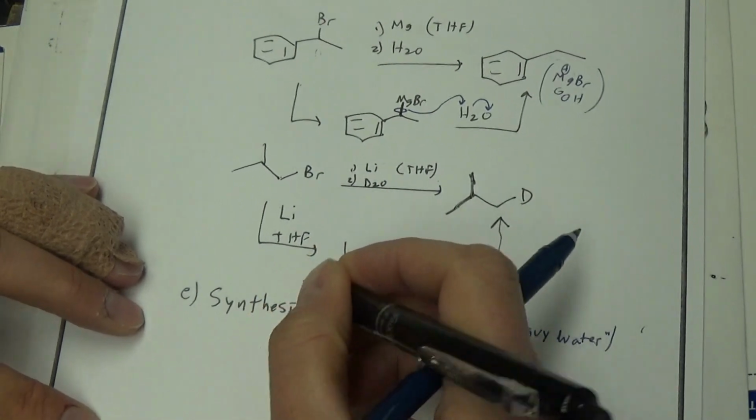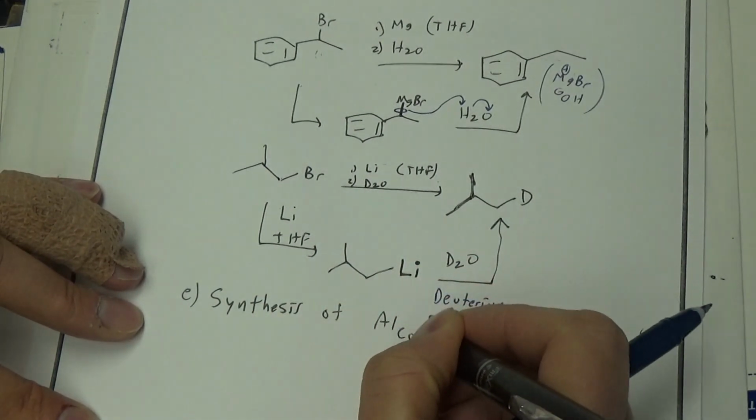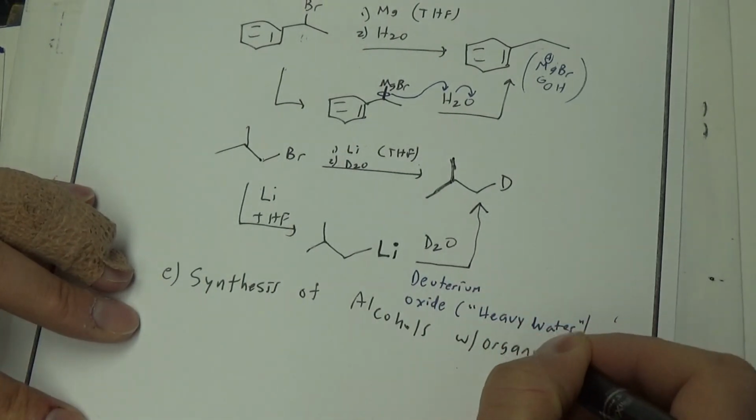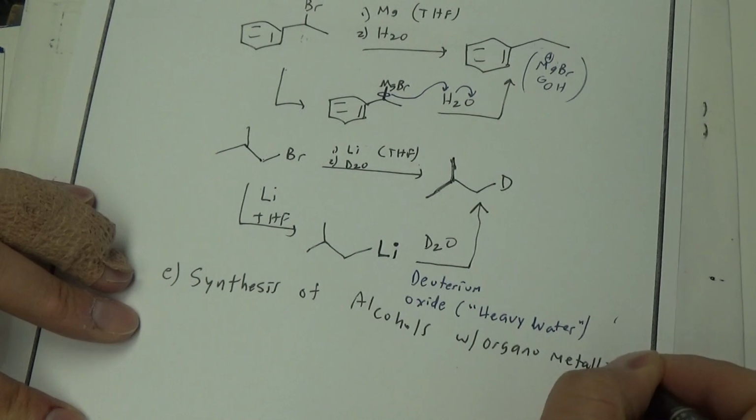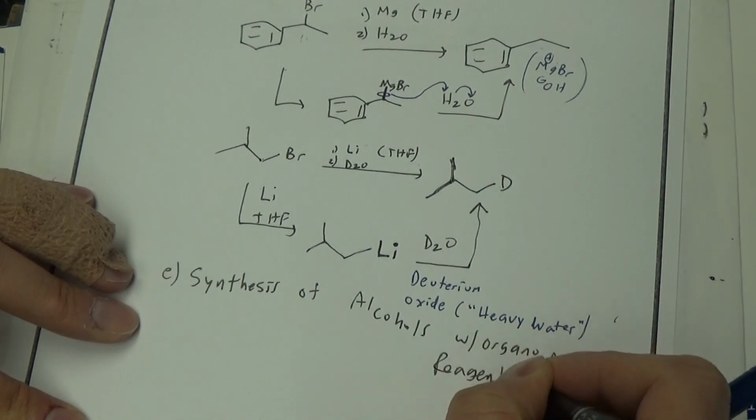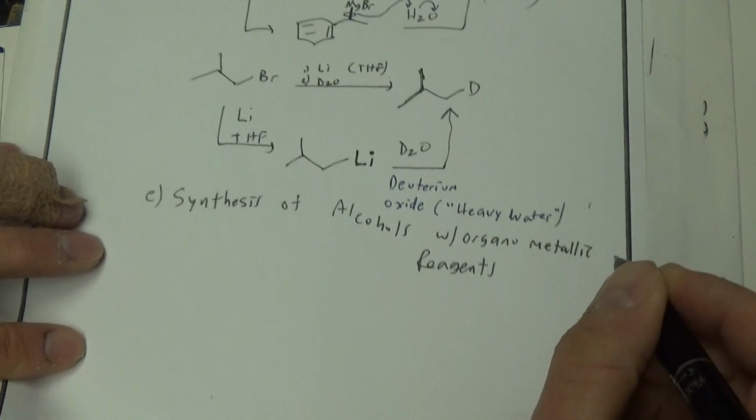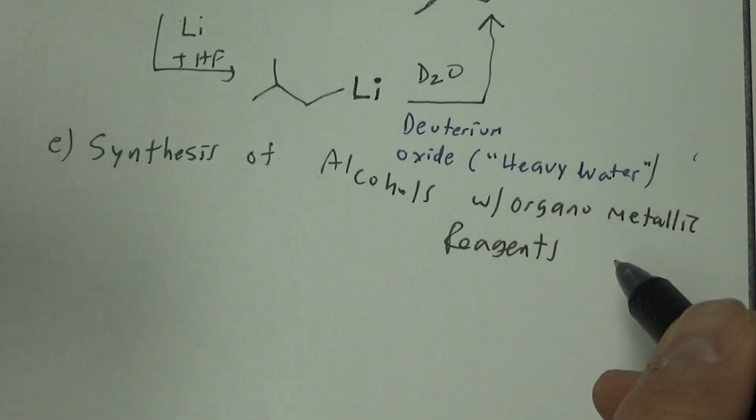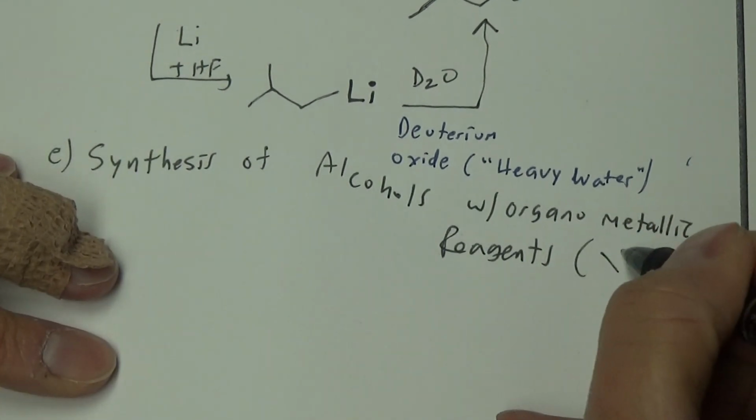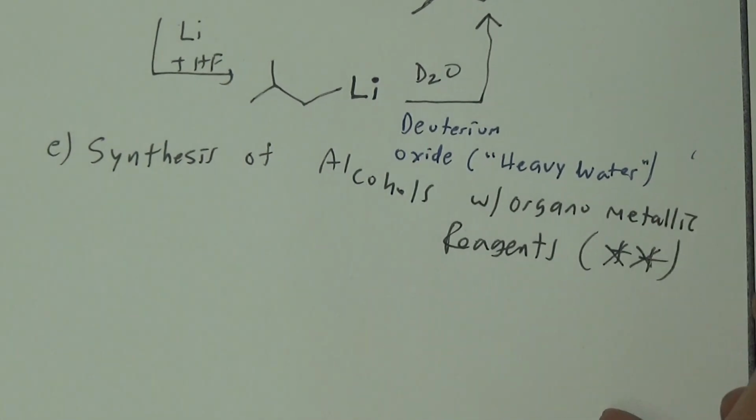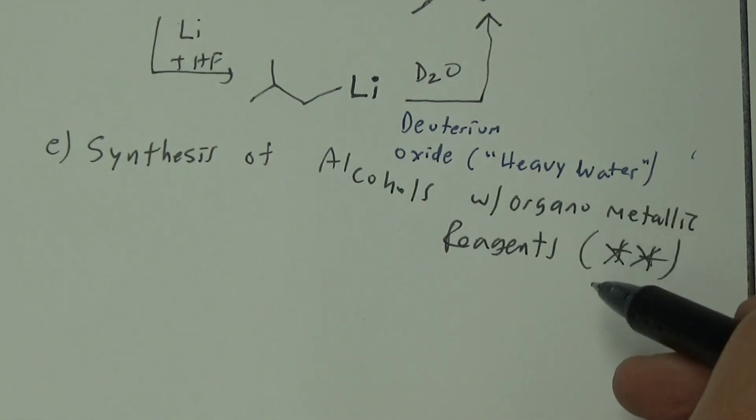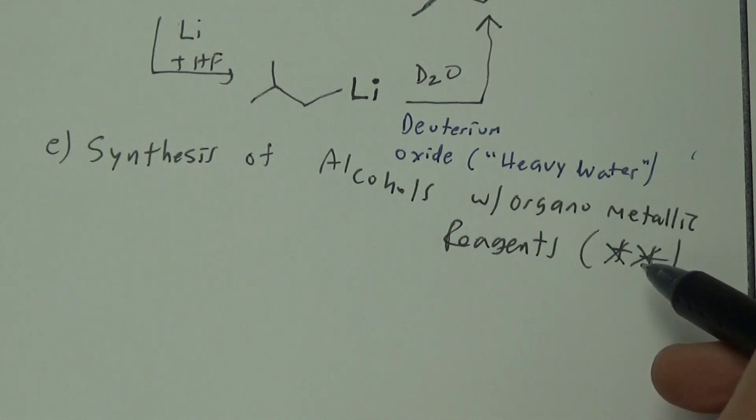Synthesis of alcohols with organometallic reagents. Synthesis of alcohols, so making alcohols with organometallic reagents, is a big deal, because this is going to open doors to all of the organic synthesis that we're really going to do in the remainder of your organic chemistry education.